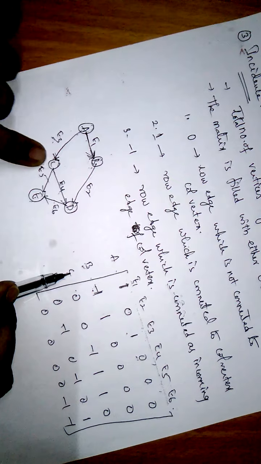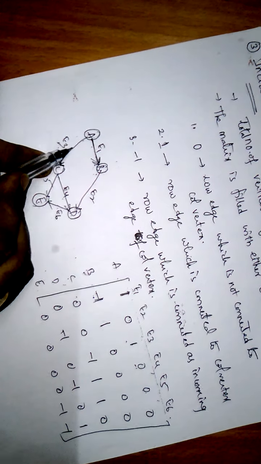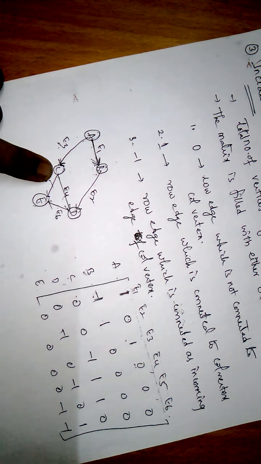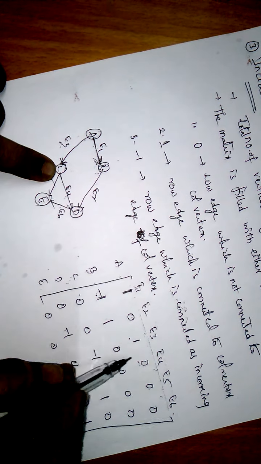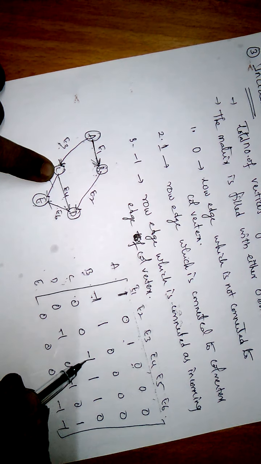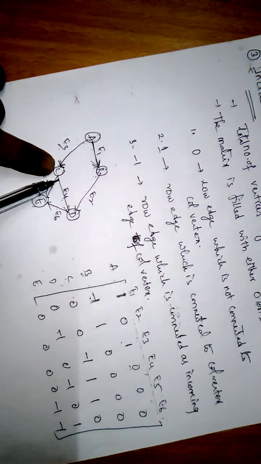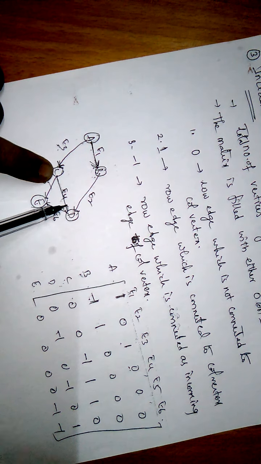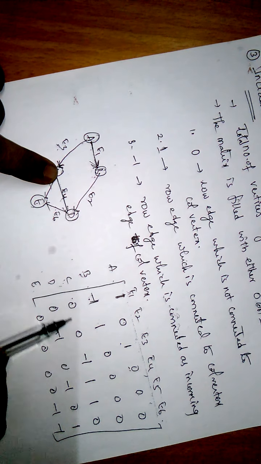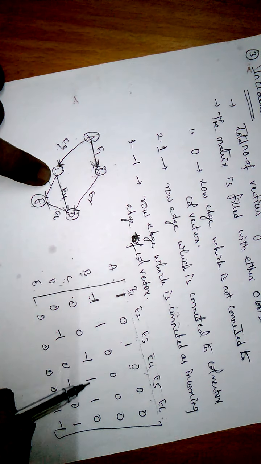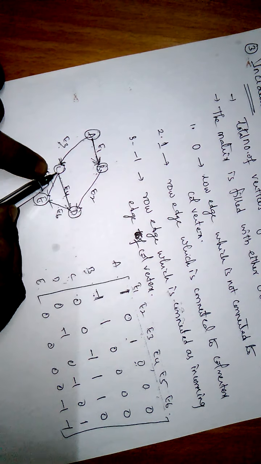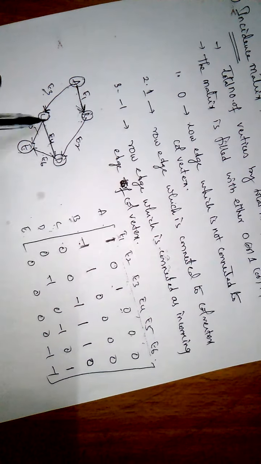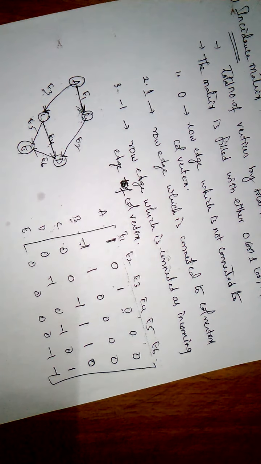Now C. For C, an edge E3 is incoming, so the value of edge E3 for vertex C is minus 1. Now E4, an edge E4 is outgoing from C, so the value is 1. E6, there is no edge E6 connecting to C, so the value is 0. This type of representation is called the incidence matrix.